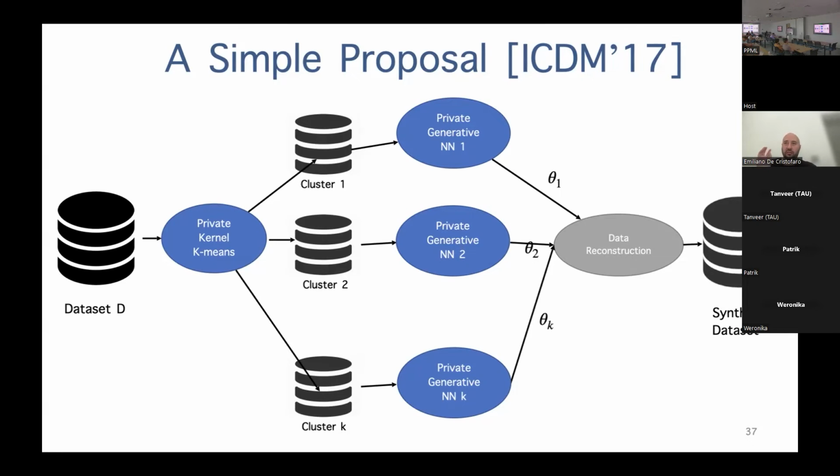Okay, so this means that first we have to cluster, and we have to do it in a privacy-preserving way, so in a differentially private way. So this is a new algorithm that we designed called private kernel k-means, and then we train generative models on each cluster separately. Okay, so we experimented with restricted Boltzmann machines and other generative models. And then we combine the output together, and that's our synthetic data set.